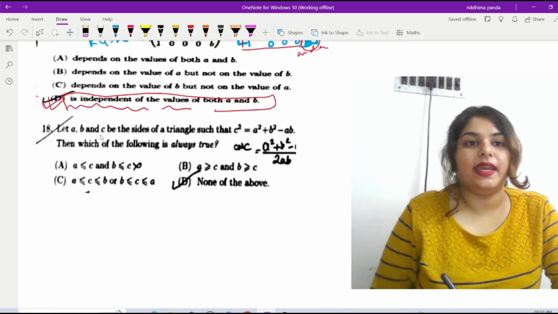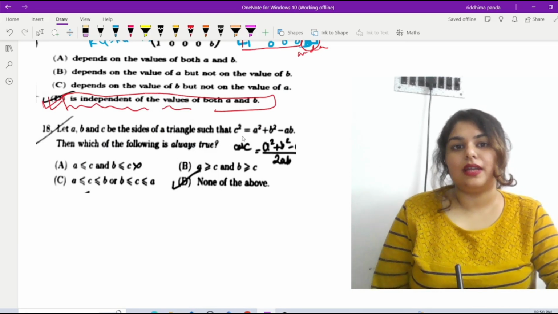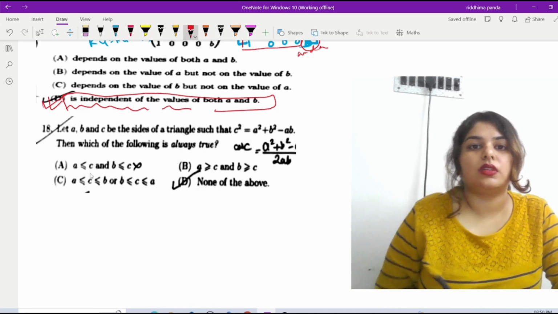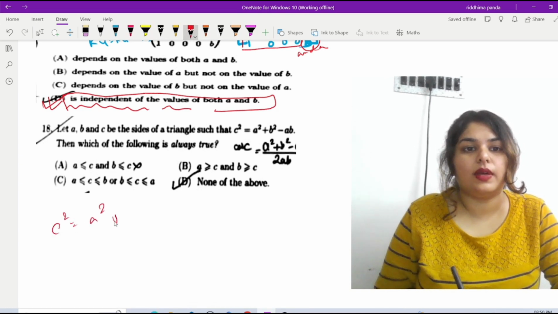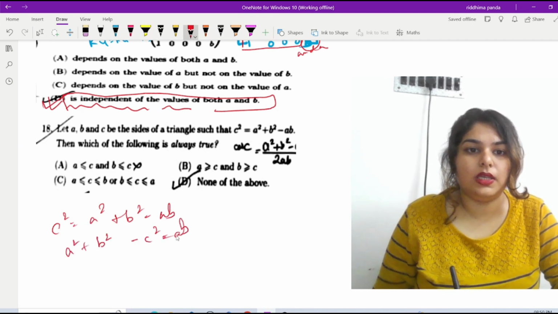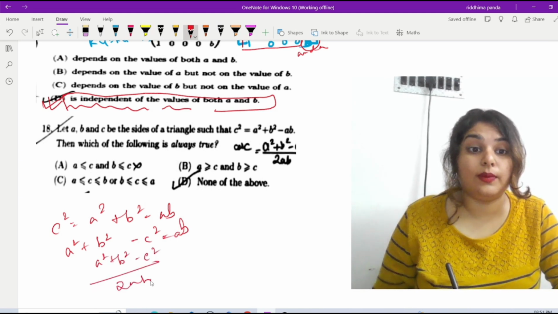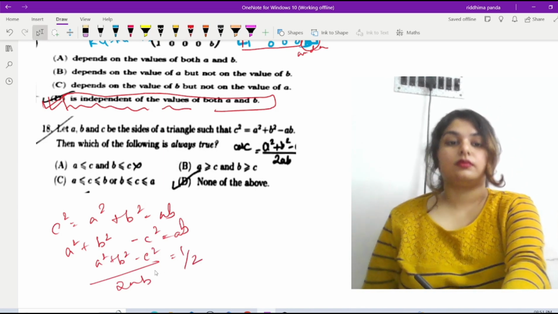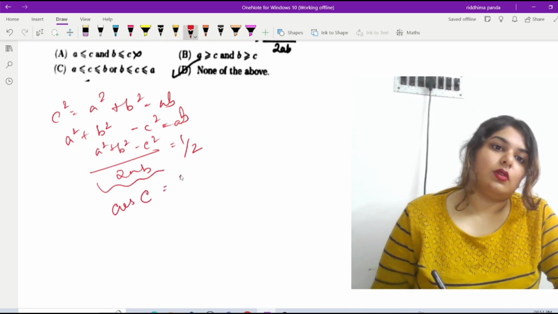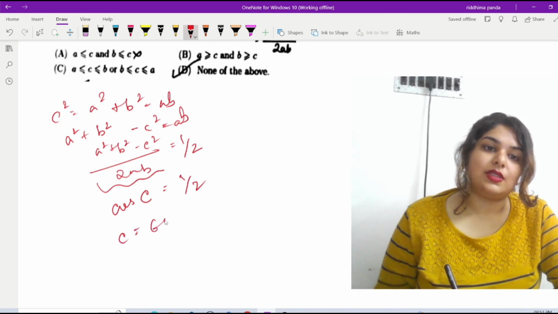Question number 19 reads: let A, B, C be the sides of a triangle such that C square is equal to A square plus B square minus AB. Let's start with the condition given. So A square plus B square minus C square is equal to AB. So A square plus B square minus C square over 2AB is equal to 1 by 2. Now this is cos C equal to 1 by 2, that is C is equal to 60 degrees.